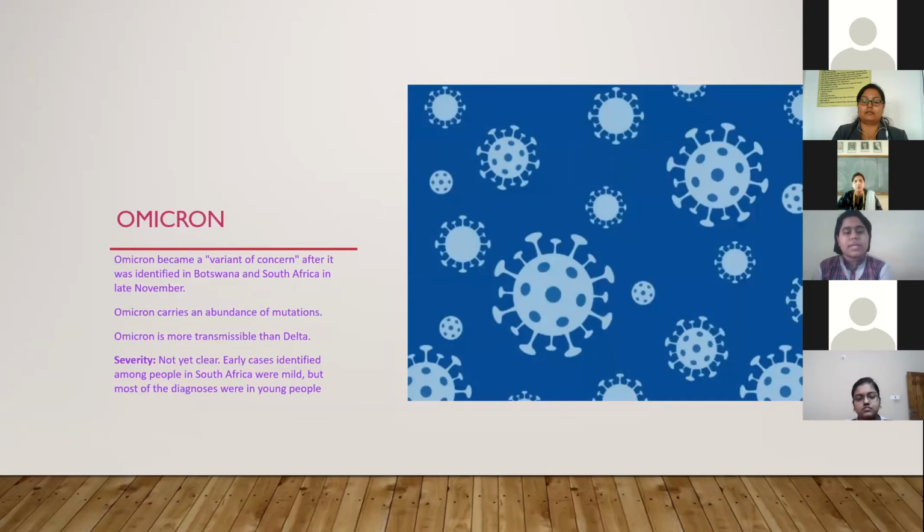Omicron. Omicron became a variant of concern after it was identified in Botswana and South Africa in late November. Omicron carries an abundance of mutations. Omicron is more transmissible than Delta. Whether it is more severe is not yet clear. Early cases identified among people in South Africa were mild, but most of the diagnoses were in young people.